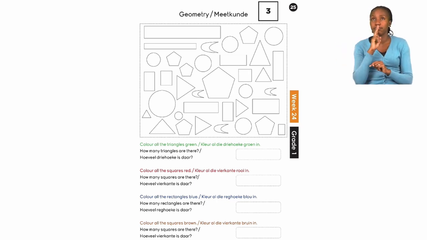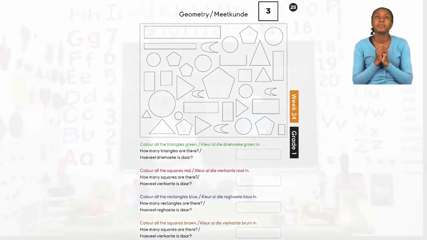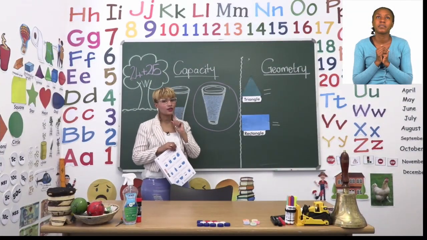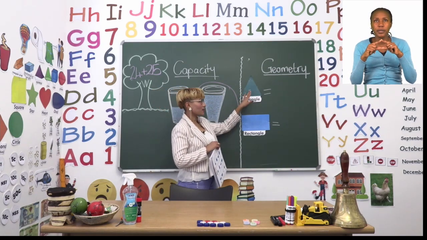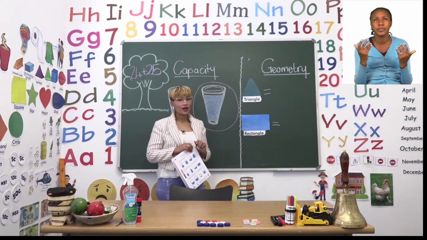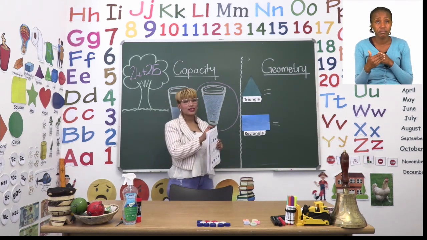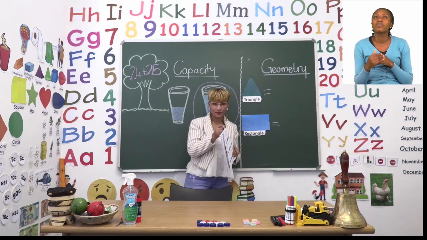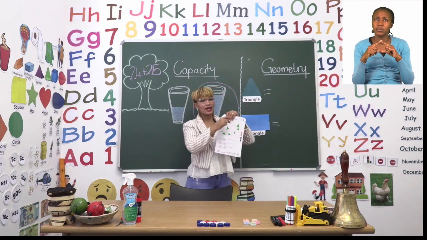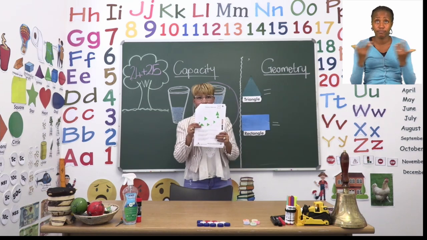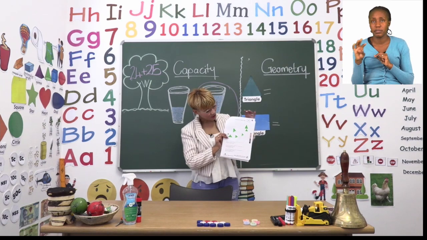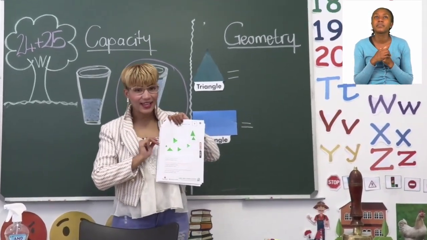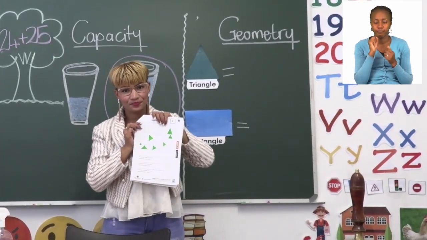Now on the board I put a picture of a triangle and a rectangle. So remember, you have to first find all the triangles, and then you have to color them green. And after you have colored them green, you must go ahead and count them. Now on my booklet I colored all my triangles green. Can you see how I colored all my triangles? Now that I've colored them all, it's easier to count them.